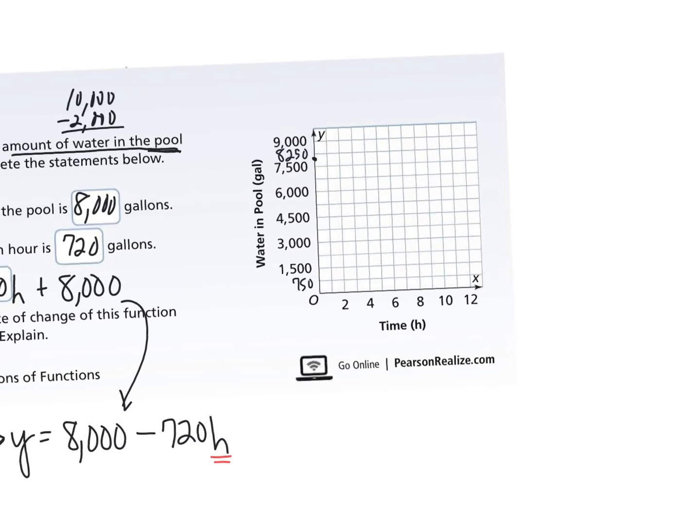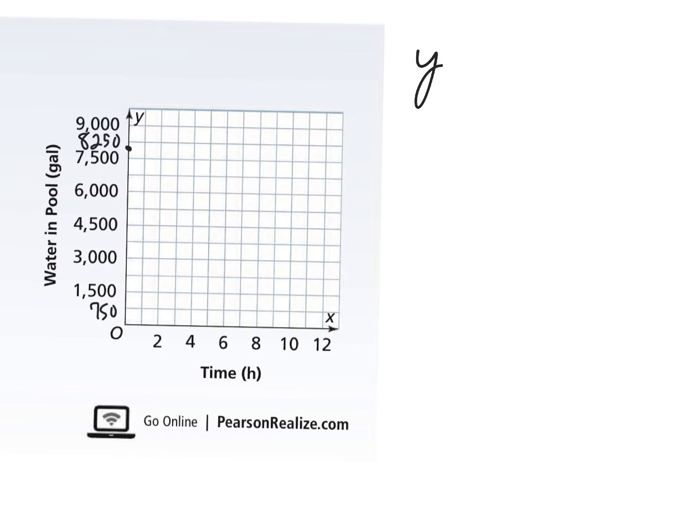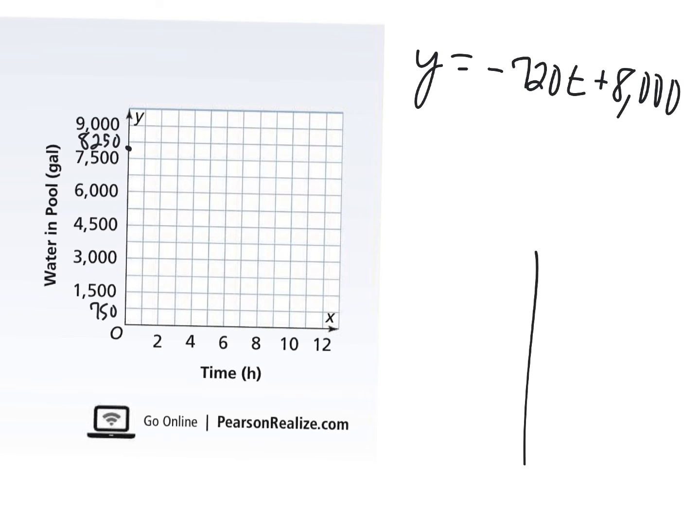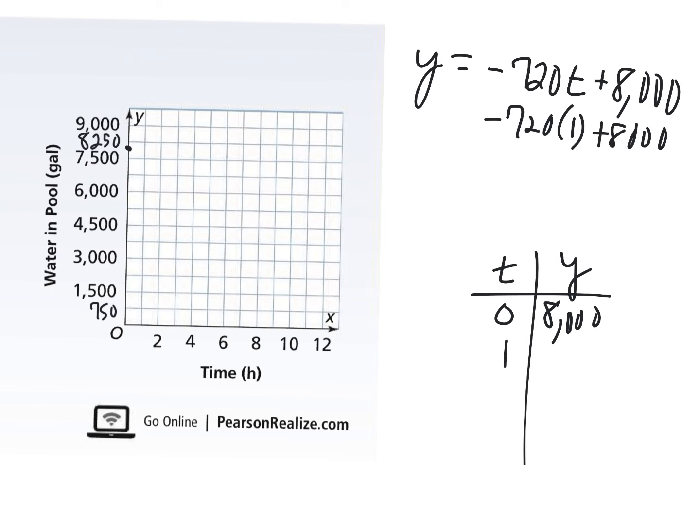And what you can do is just take your equation, whichever equation you did, and you can substitute values in. So if t was 0, your y, or your number of gallons left in the pool, would be 8,000. If you put a 1 in place of the t, after 1 hour, if you work that out, would be 7,280.